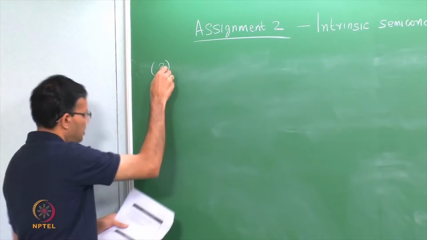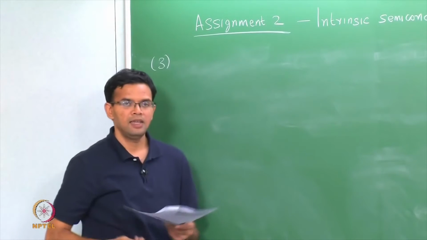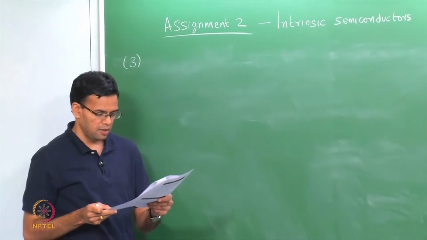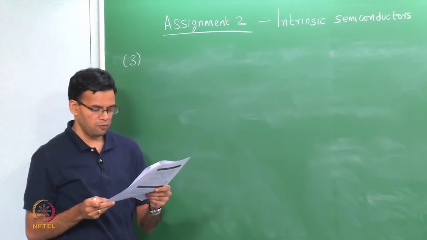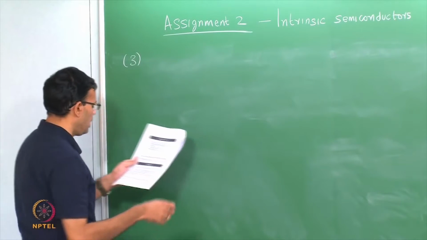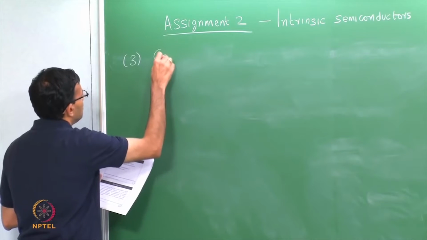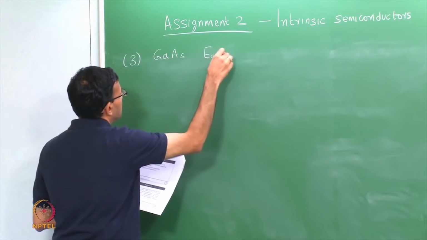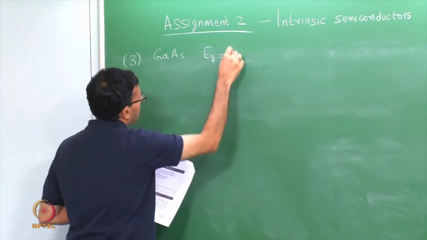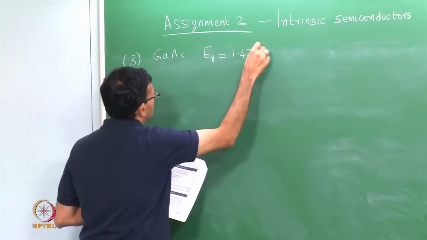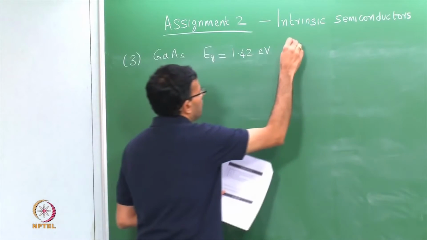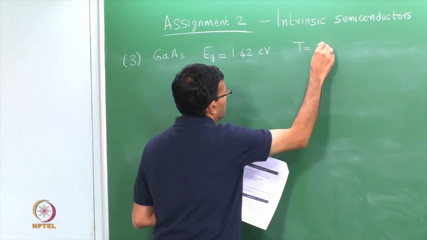So, question 3, we have gallium arsenide, which is a direct band gap semiconductor with Eg of 1.42 electron volts at 300 Kelvin. So, gallium arsenide has a higher band gap than silicon, it is also a direct band gap material, but that is not relevant for this question. It is at room temperature. So, temperature is 300 Kelvin.